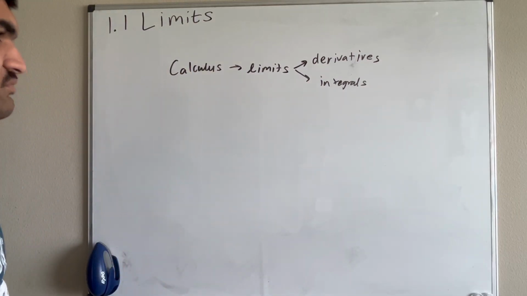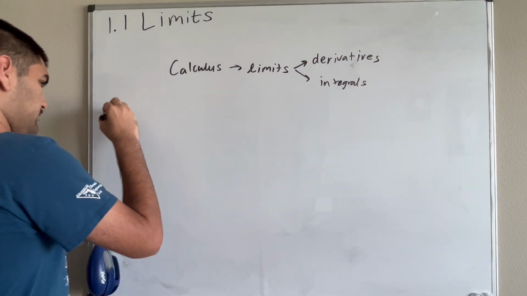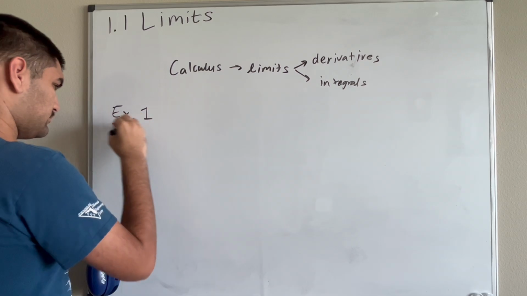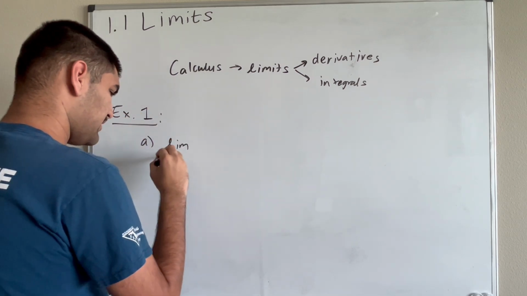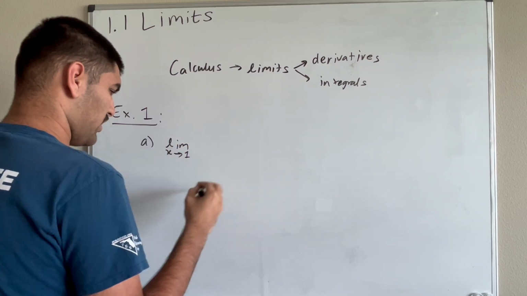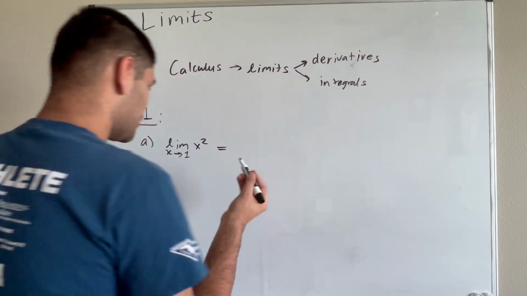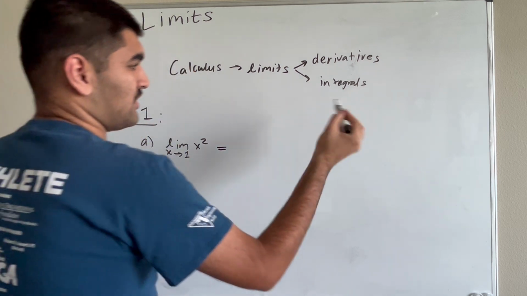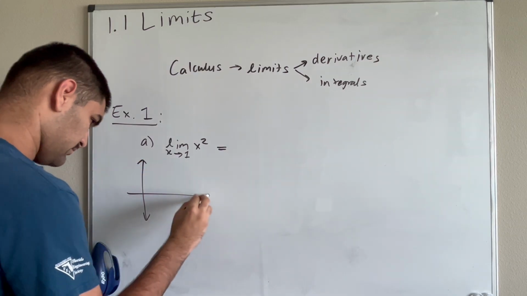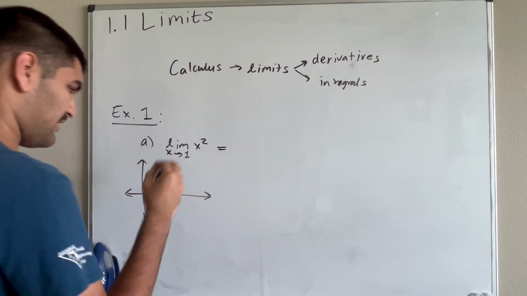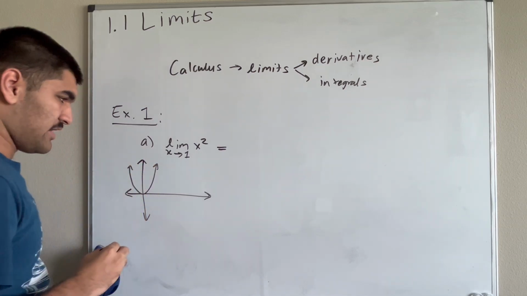So now let's do some basic examples of evaluating limits. Starting off super simple, let's evaluate the limit as x approaches 1 of x squared, right? Let's evaluate this graphically for now, because that's how I've taught you so far. If we graph x squared, we get a parabola like this, right?